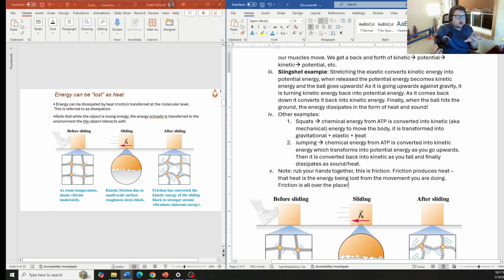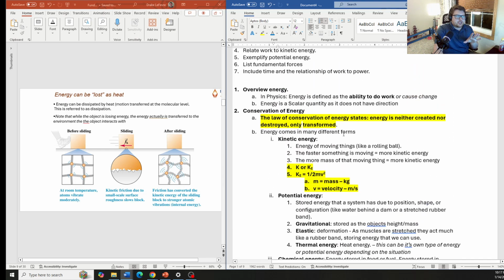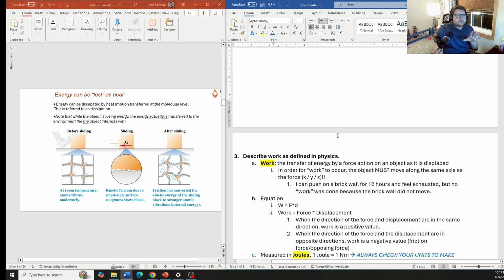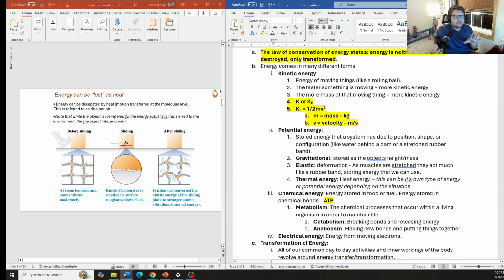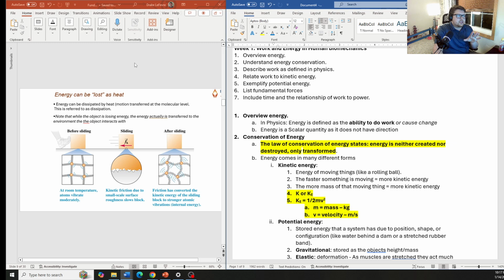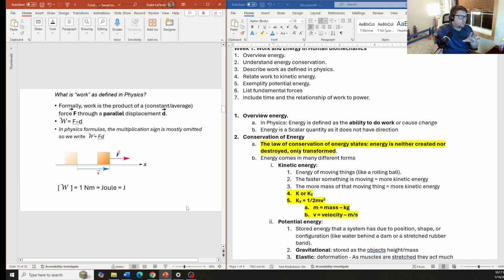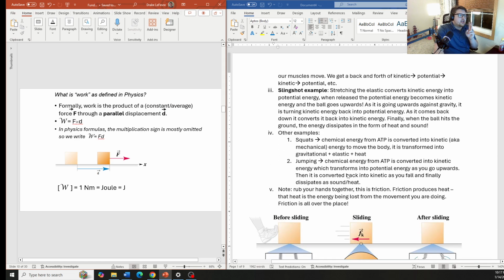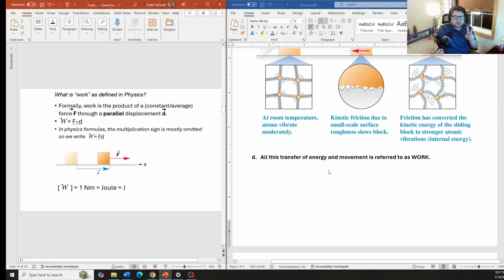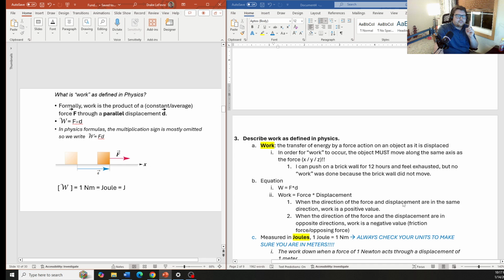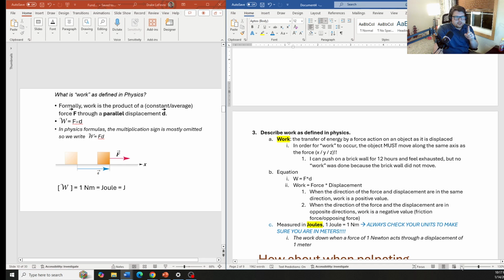Now, that is all of the general stuff about energy. Now we're going to move into work. Remember, we said that energy is the ability to do work. So what is work? In physics, you need two things to be considered work. You need a force acting on an object, and that object has to move in the direction of the force.